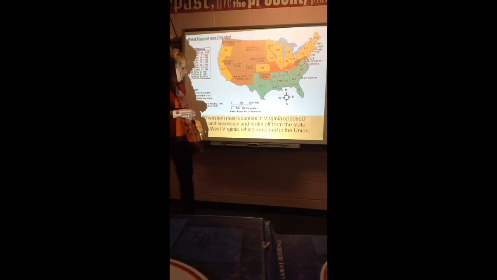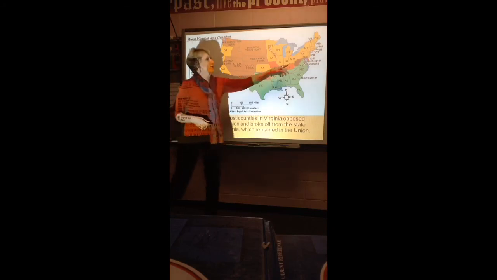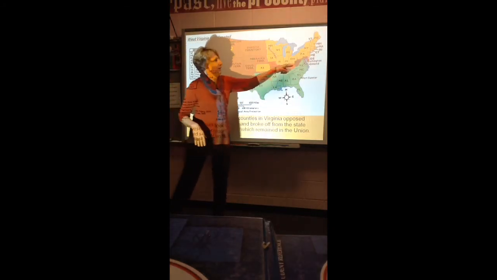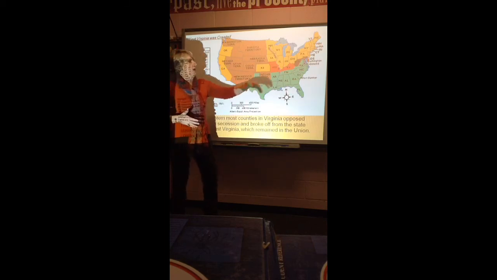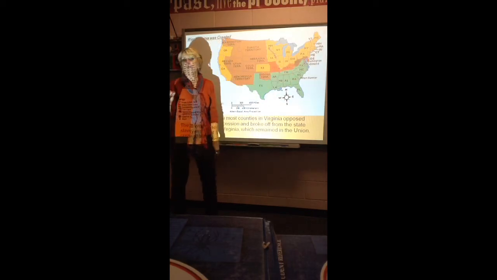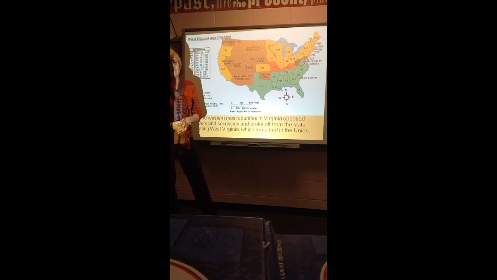And just a side note, the 50 westernmost counties in Virginia were opposed to slavery. And these are the areas in Virginia that is mostly the Appalachian Mountains. So farming and agriculture was not the norm there. But in the other part of Virginia, very much, there were tobacco farmers. So those counties seceded from Virginia and created their own state, today we know as West Virginia.